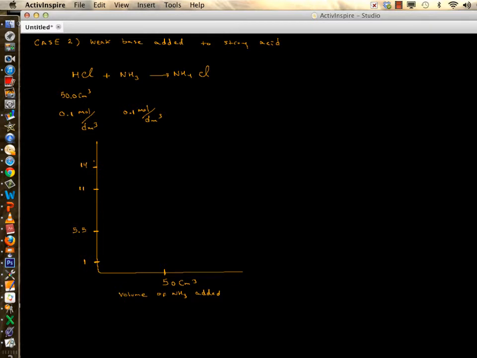Case number 2 is a weak base added to a strong acid. So then again, you have a strong acid. In this case, you have your HCl in a flask, a few drops of indicator, and then you are going to put a weak base into it. So at the beginning, you simply have your acid in the flask. Its pH is 1 because the pH, negative log of 0.1, is 1. So that's your pH.